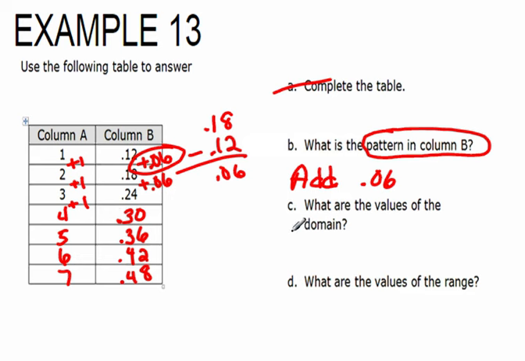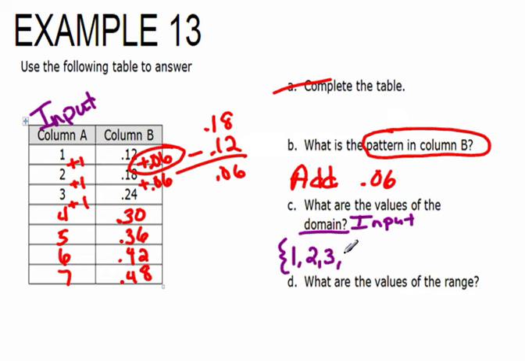Question C asks us about the domain. And domain is our input, which means we're looking at column A. That is our input. When you're listing the domain or the range, we want to list our values from least to greatest. We want to start with our smallest number. Our smallest number here is 1, so we want to start with the 1 and just keep listing.